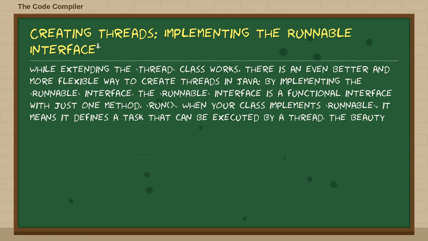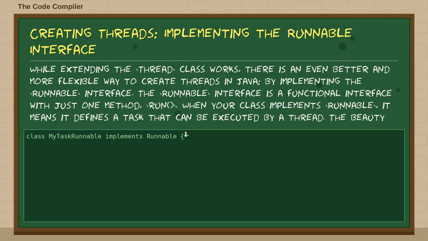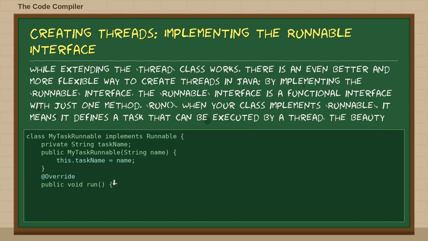You create an object of your MyTaskRunnable class, then pass this object to a Thread constructor, and then, just like before, call the start method on that thread object. This approach separates the task definition from the thread control, which is a great practice in software design.